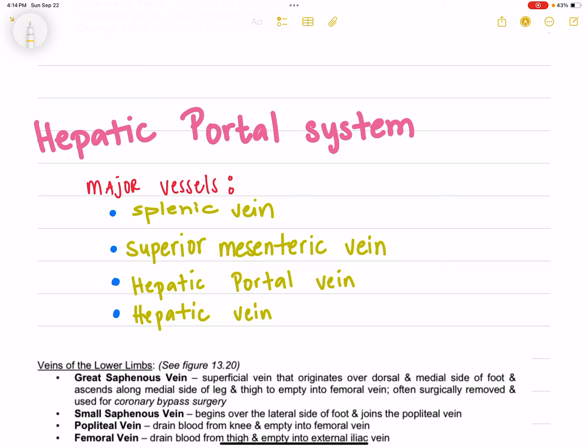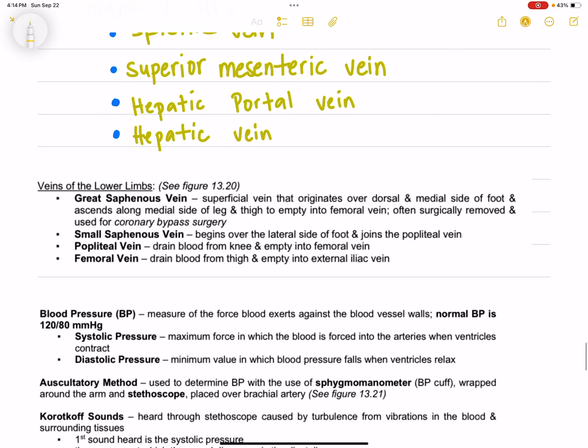Ang superior mesenteric vein together with the inferior mesenteric vein that empties into splenic vein carry blood from the intestines. Ang hepatic portal vein forms by joining of splenic and superior mesenteric vein. Blood enters the liver containing rich nutrients collected from intestines and also toxic substances. And the hepatic vein drains blood from the liver and empty into inferior vena cava. Okay, so veins of the lower limbs. Amoy ni sila, ang great saphenous vein, small saphenous vein, popliteal vein, and femoral vein.